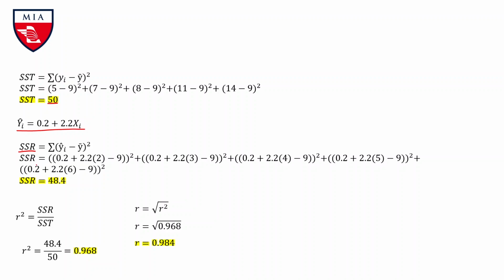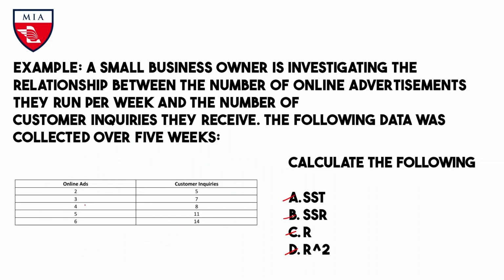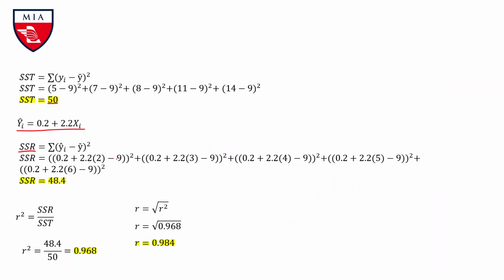Next, we need to find the SSR. We have this formula here, so just get the summation. We have this formula for the regression line, and all you need to do is substitute all the values of x: 2, 3, 4, 5, 6, minus our y bar, or our mean, which is 9, raised to 2. You will get the value of SSR equal to 48.4.